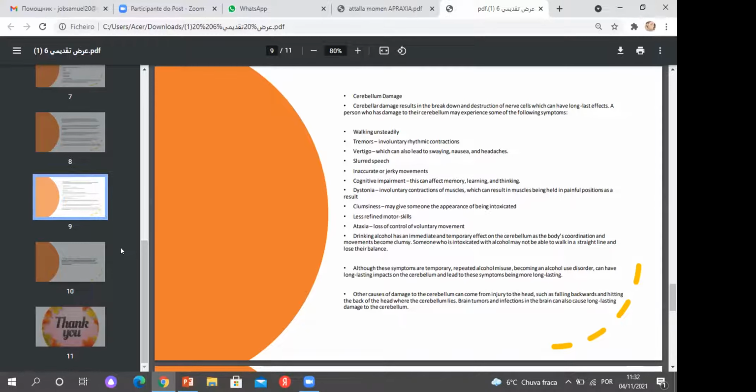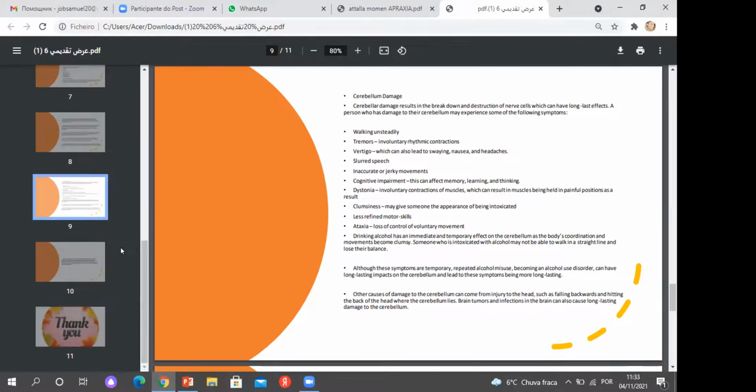Drinking alcohol has an immediate and temporary effect on the cerebellum as the body's coordination and movement become dulled. Someone who is intoxicated with alcohol may not be able to walk in a straight line and may lose their balance. Also, these symptoms are temporary. Repeated alcohol misuse, becoming an alcohol use disorder, can have long-lasting impacts on the cerebellum and lead to these symptoms being more long-lasting.